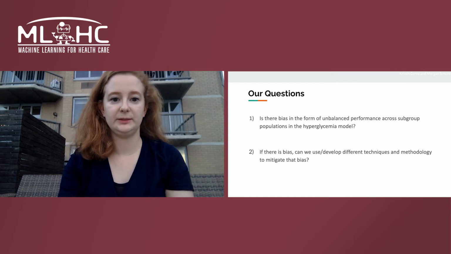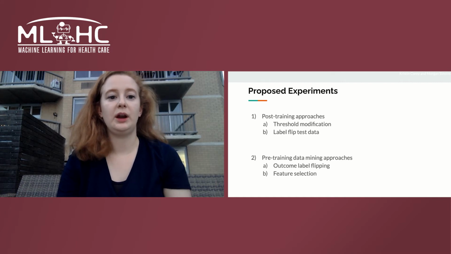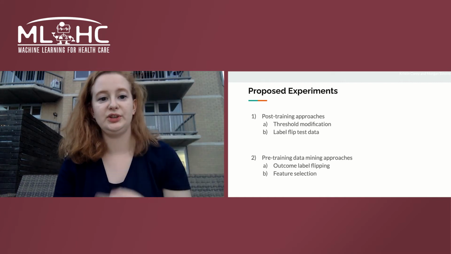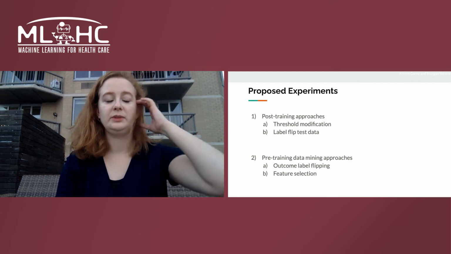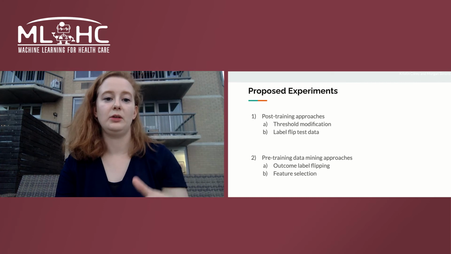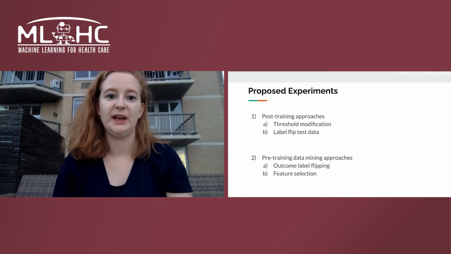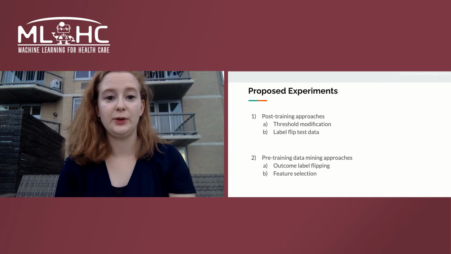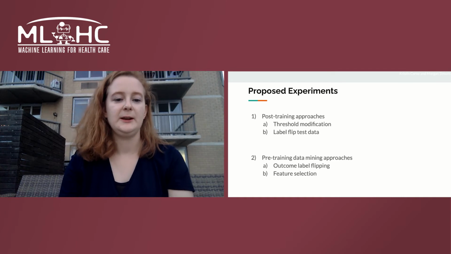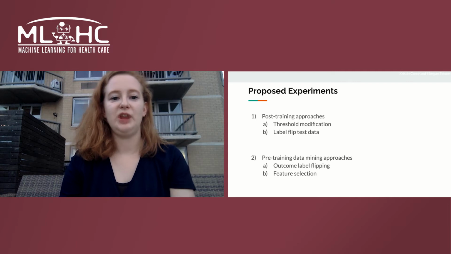And then if there were differences in performance across these groups, were there techniques or methodology that we could use to mitigate the bias? So for our proposed experiments, the first were post-training approaches. One was what we call threshold modification. Typically when we set a threshold for the outcome being positive or negative, if we change this in subgroups, is there a difference in subgroups? Should we be picking different thresholds for positive and negative cases? And the other was a label flipping test. So after you've trained your model, if I change people's race or if I change people's gender, how is that going to impact performance?